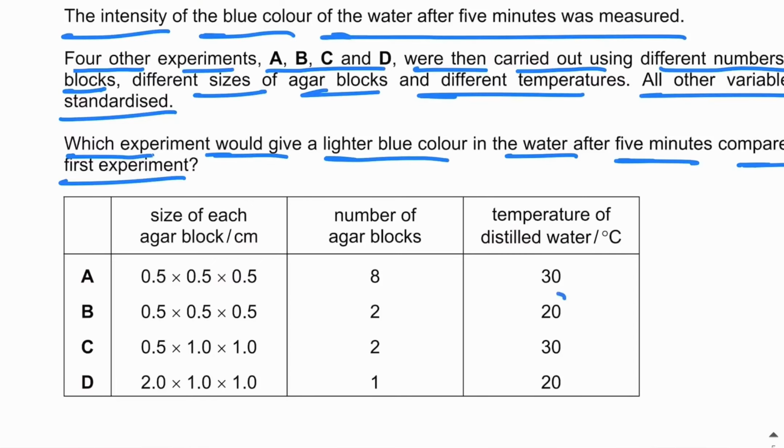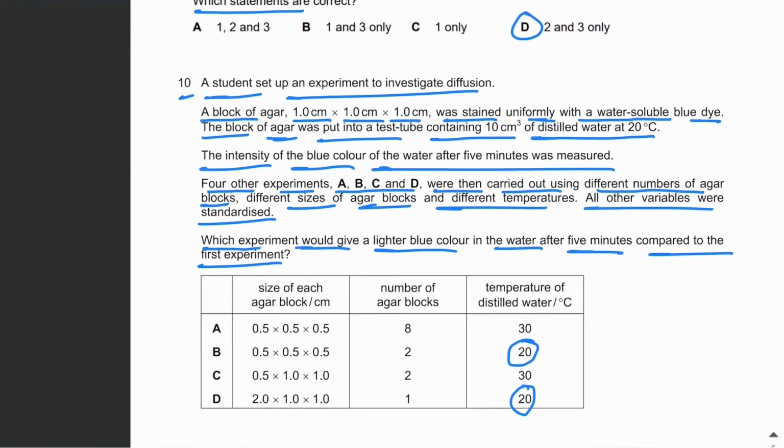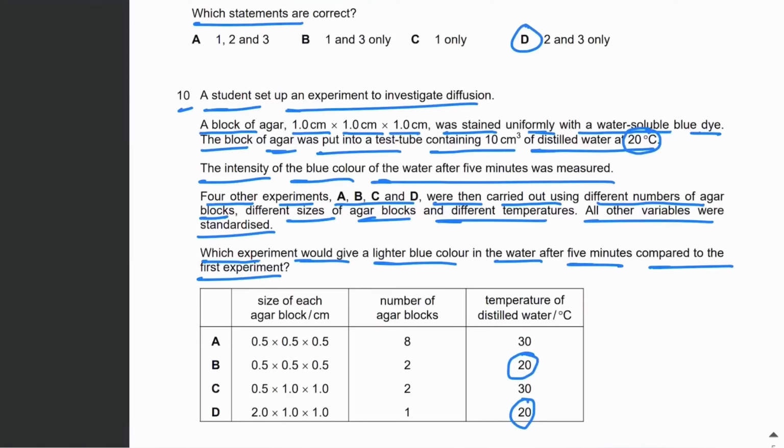First of all, we need to choose a temperature that is equal to 20, because when temperature is increased, the rate of diffusion is faster, right? So we need a slower rate of diffusion comparatively. And what else do we need? We need smaller blocks. Why? Because smaller blocks will contain less blue dye, and less blue dye will diffuse out. So the intensity of blue color in the water outside the block will be low if the block contains less blue dye.